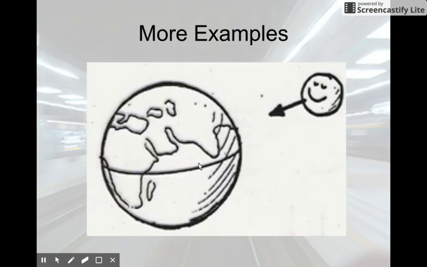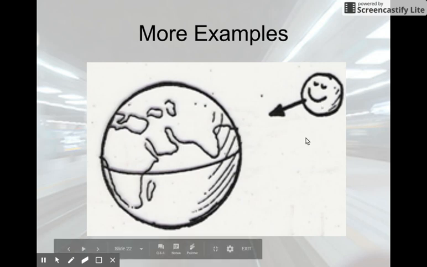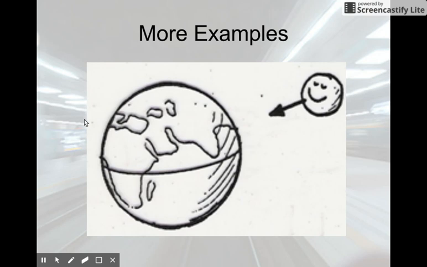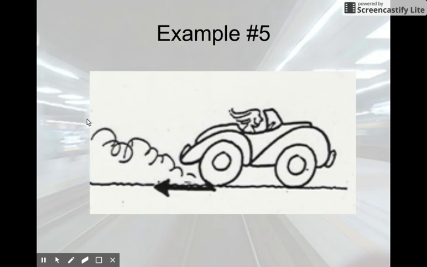So here we have the earth and the moon. The earth pulls inwards on the moon. The moon is going to pull outwards on the earth. That's why we can see this force of the moon on the earth in our tides coming in and out. So here we have the car driving and the road. Identify the action and reaction. Here the tires push backwards on the road. The road is going to push forwards on the car.